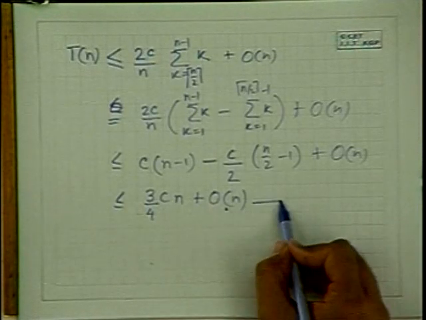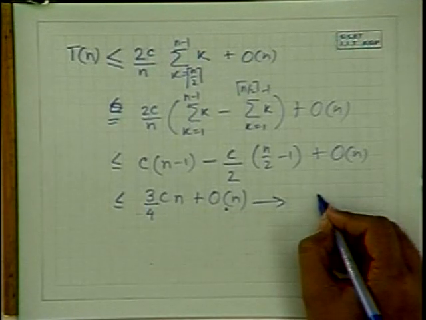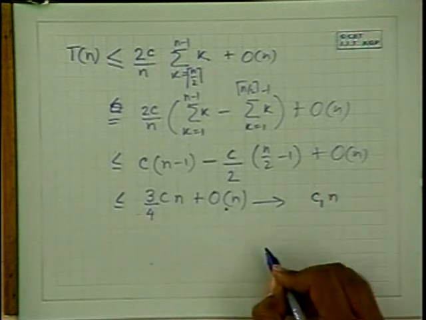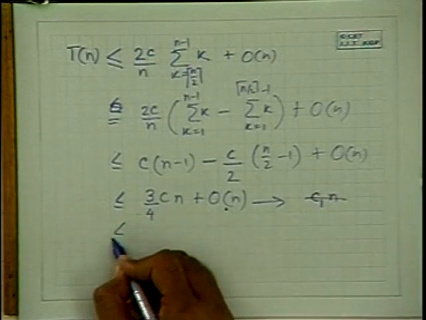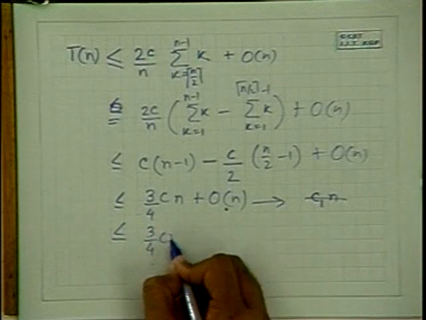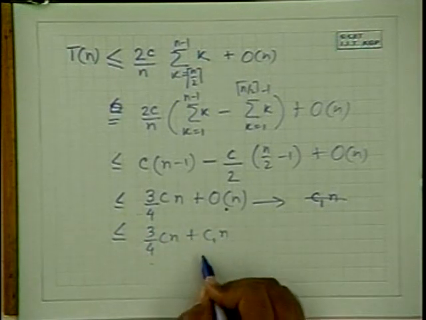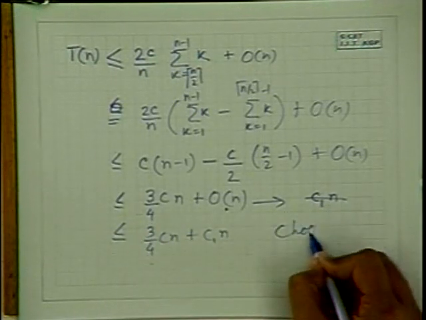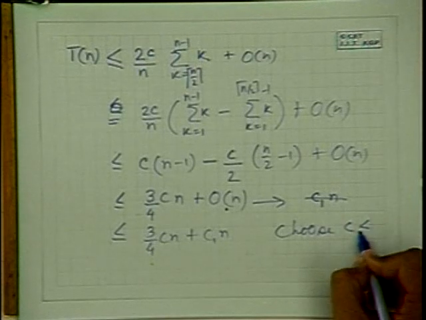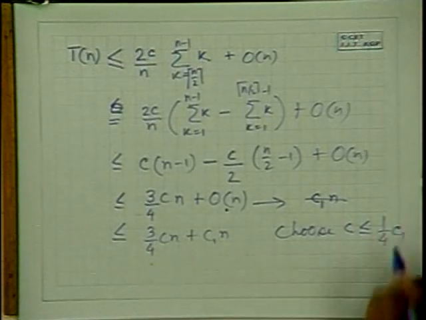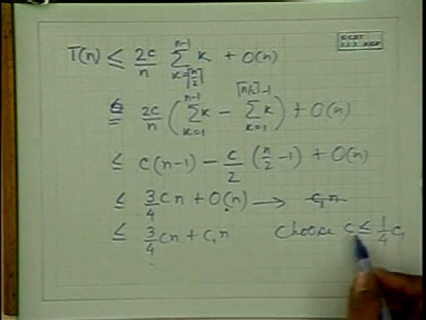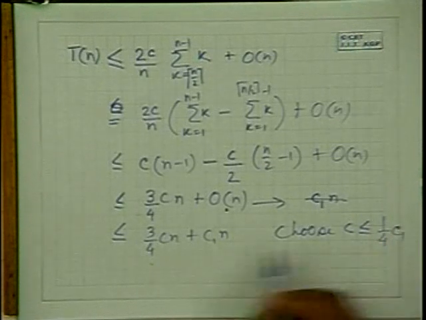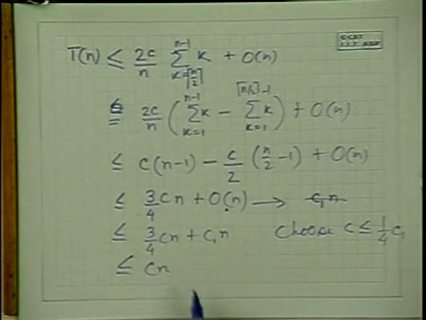So order of n is actually some C1 times n, I can write. So I can always write this as less than or equal to 3/4 Cn plus C1 n for some constant. Now I am saying choose C such that C1 is less than or equal to 1/4 of C. C1 is a constant, so I can choose C. If you do that, this is less than or equal to Cn.